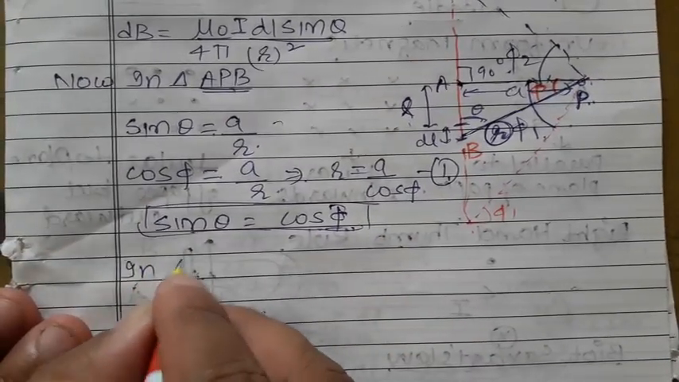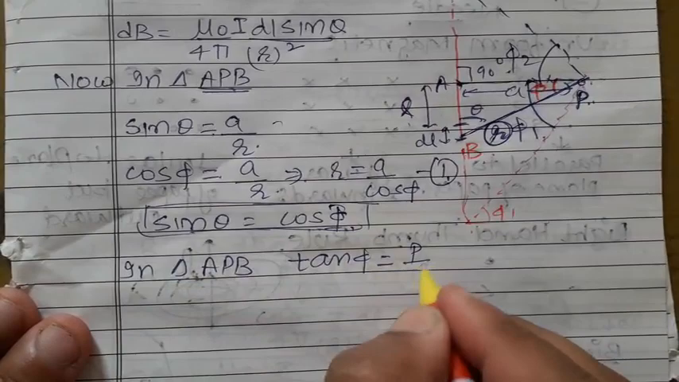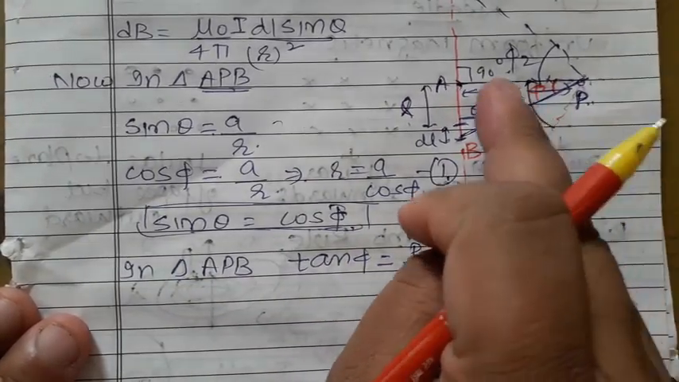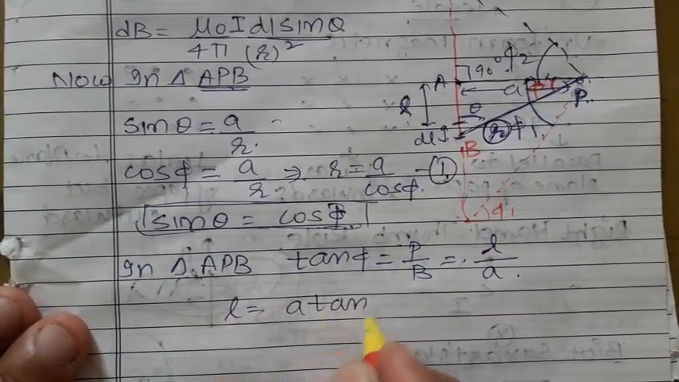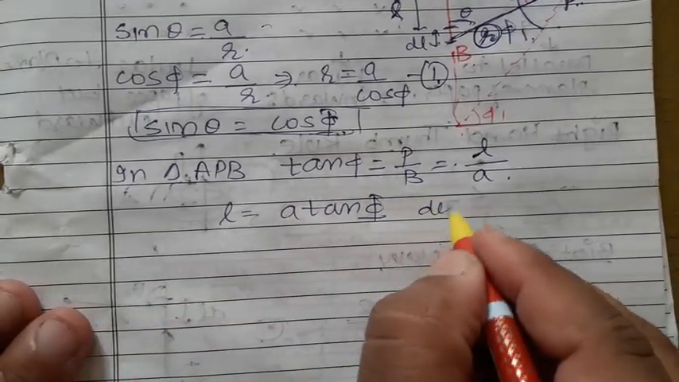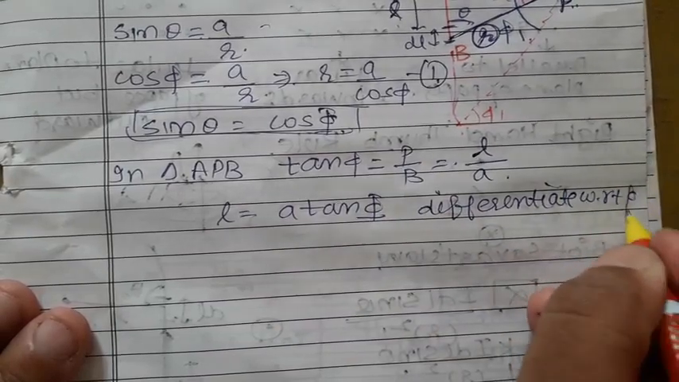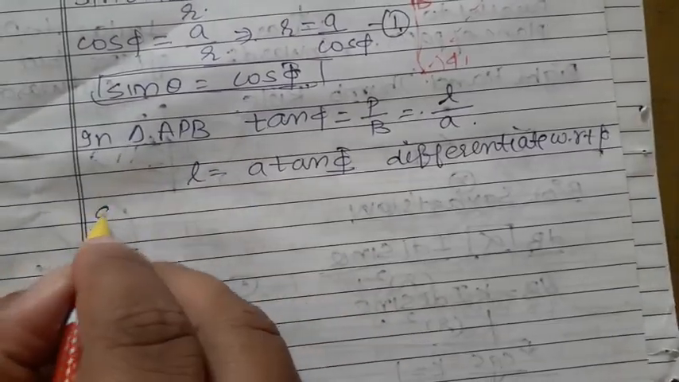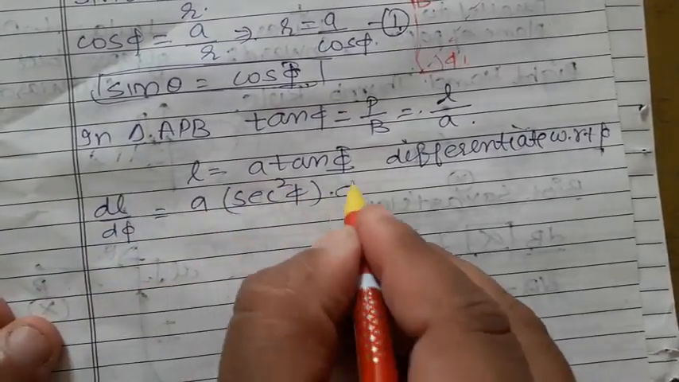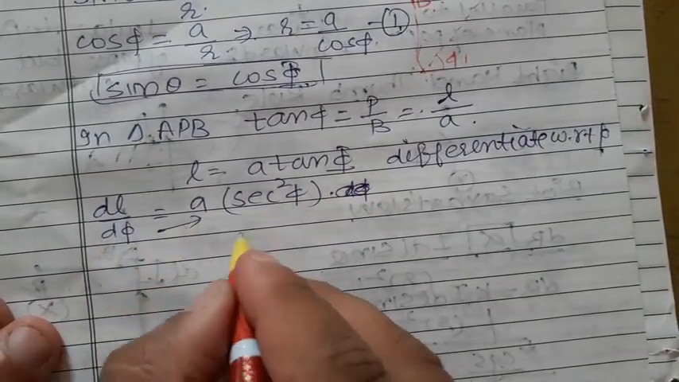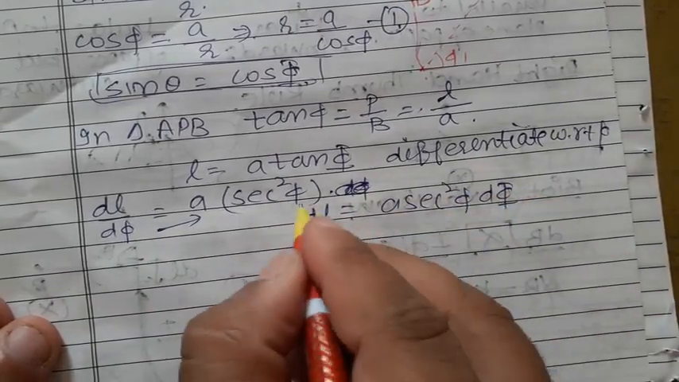Okay, in triangle APB again, what will be tan phi? Perpendicular upon base. What is perpendicular? Perpendicular is l and base is a. So l by a will be tan phi. Let us differentiate with respect to phi. If you do the differentiation, it will be dl by d phi equals a as it is, tan derivative is secant square phi, cross multiply. So dl will be equal to a secant square phi into d phi.